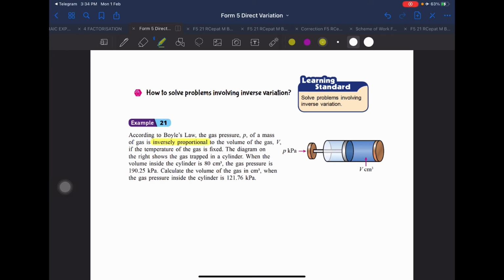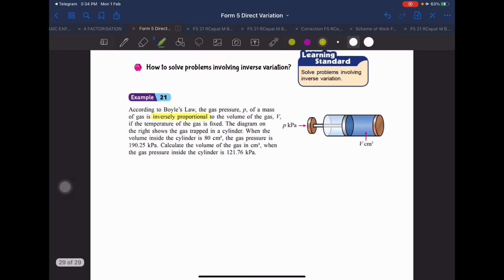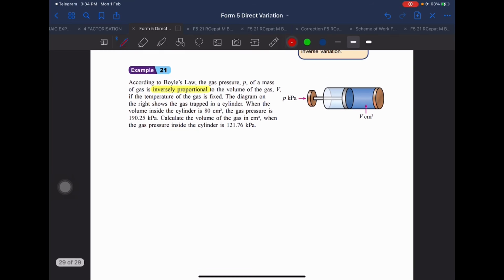So how to solve this type of question? I map out for you how to solve it. The first step is you need to understand the problem. What is the problem actually? What does the question ask you to find? What is the given information? You need to know all of that.